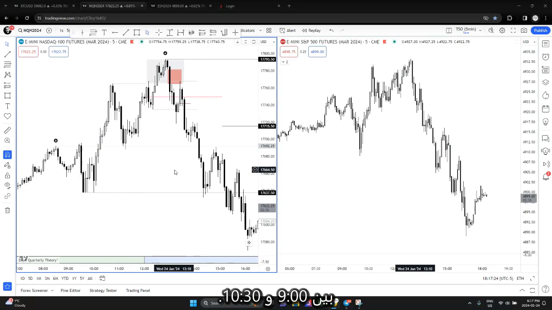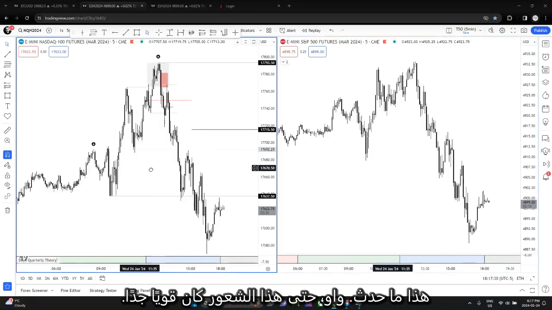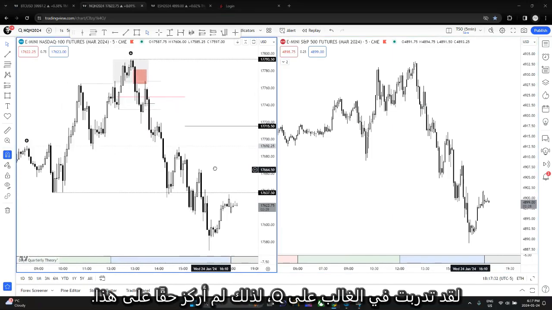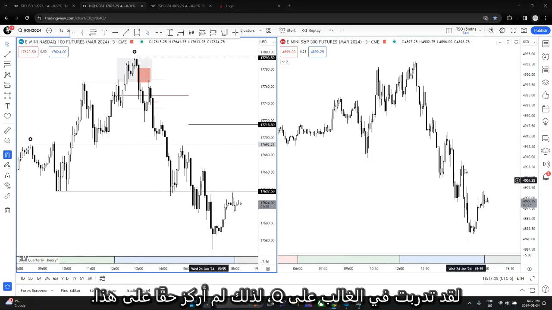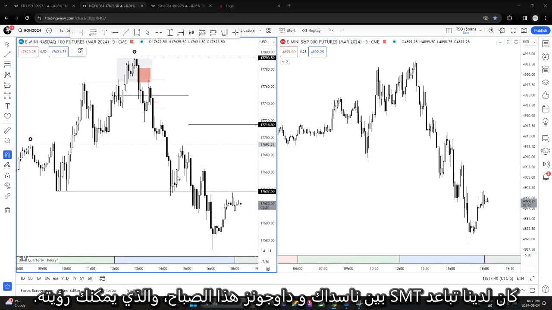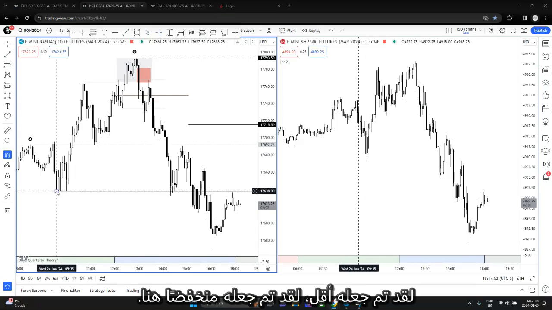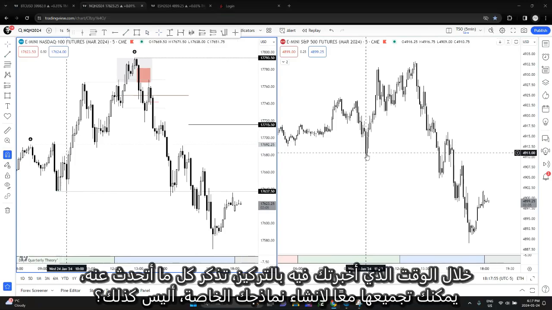Between 9 and 10:30, this is what happened. Wow, even this fell so much. I mostly trade NQ, so I wasn't really focused on this. We had SMT divergence between NQ and ES this morning. As you can see, this made a lower low here, lower low here, during the time that I told you to focus on.